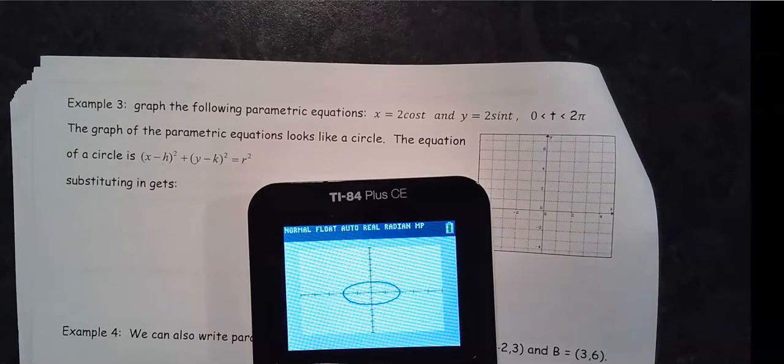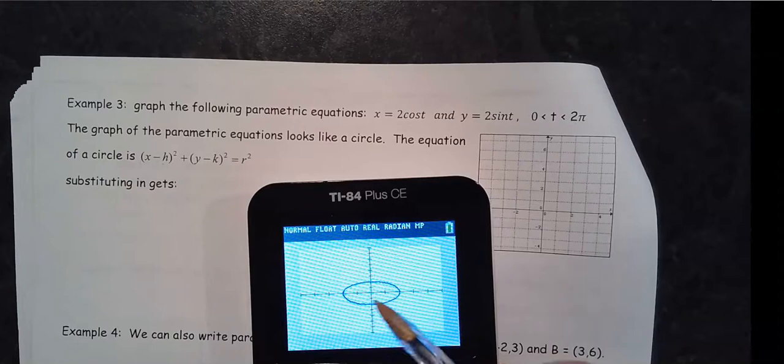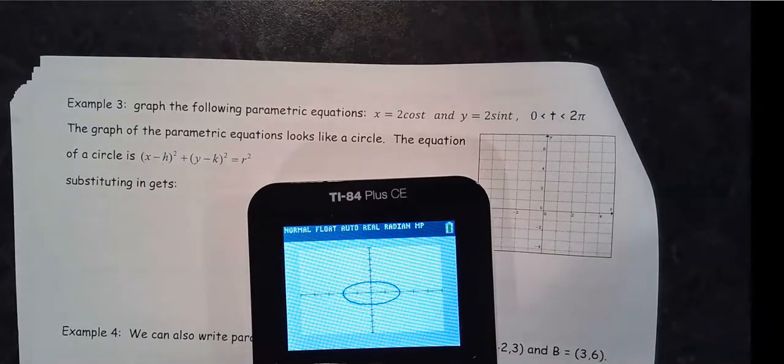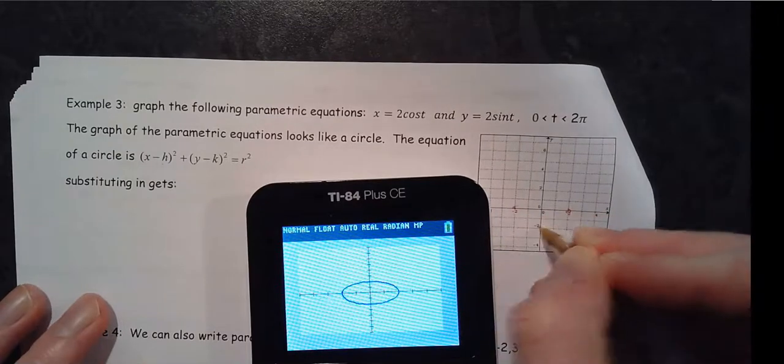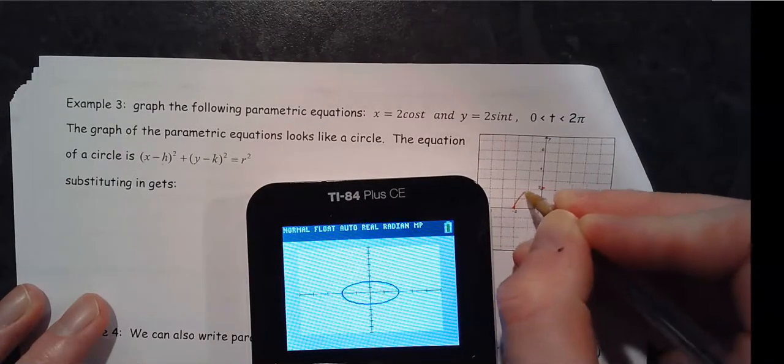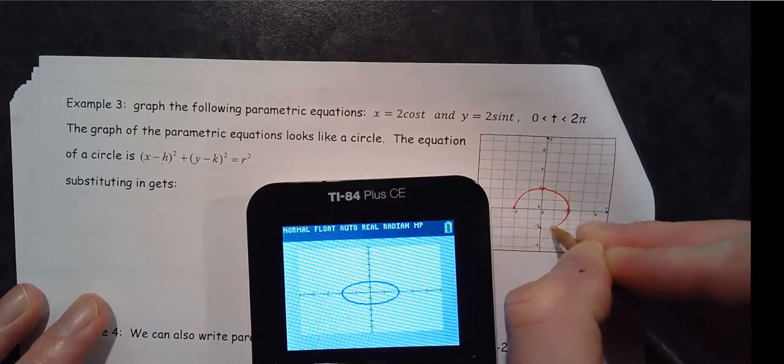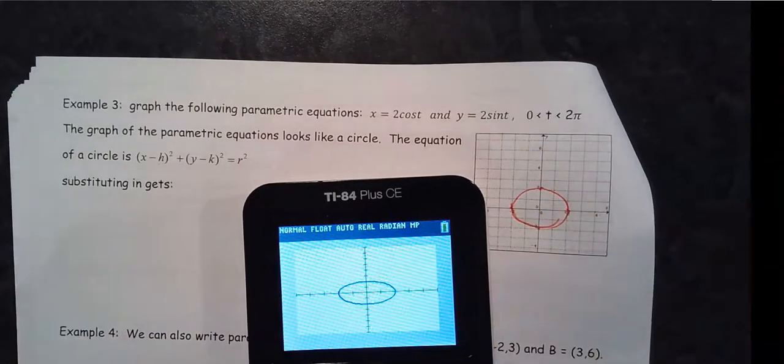It does not look like a circle, but if you look, it goes up 2, down 2, right 2, left 2. So it actually is a circle. It's just my scale is off here. So it's right 2, left 2, down 2, up 2. It's making a better circle than I can probably draw. But it's supposed to be a circle.